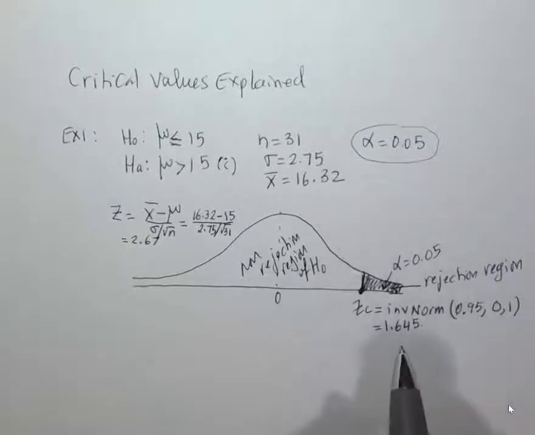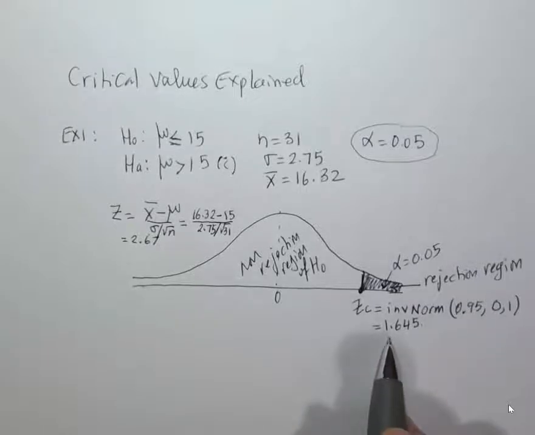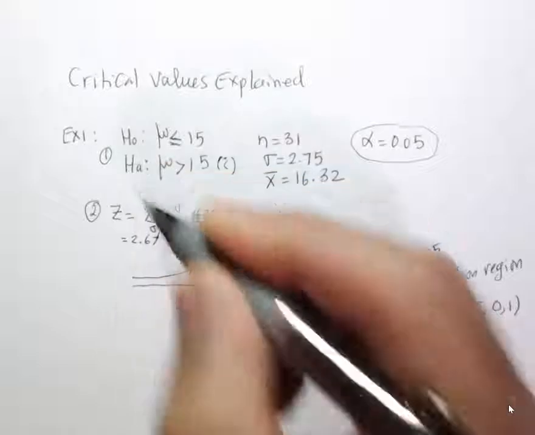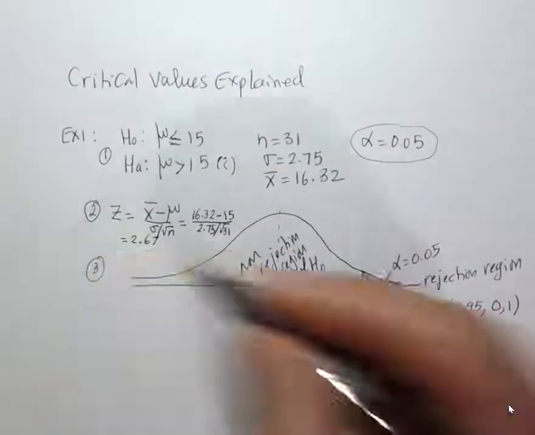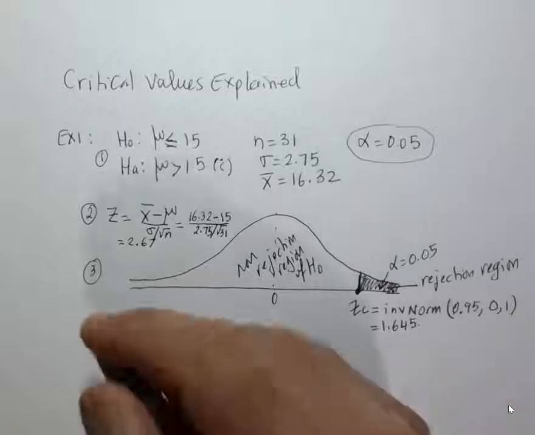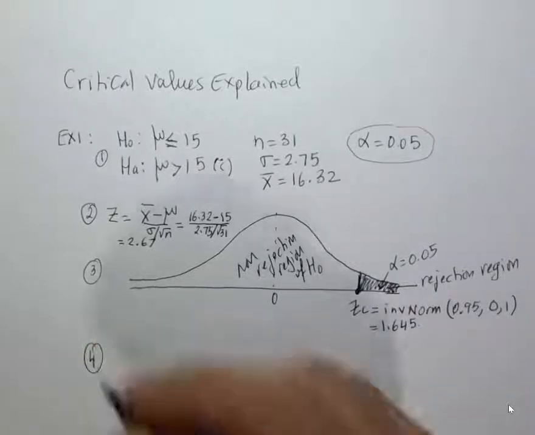So instead of the p-value, this is step number 3. So that's step number 1. Step number 2. Now step number 3, you found the critical value, which is 1.645. Now how do you make a decision to reject H0 or fail to reject the null hypothesis?